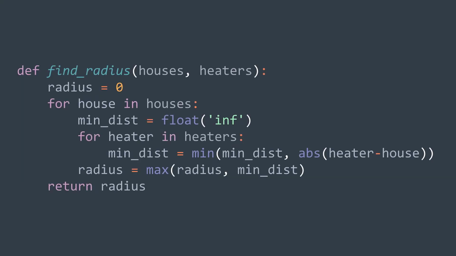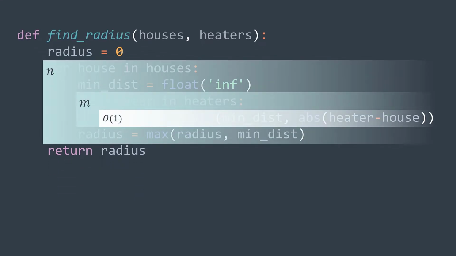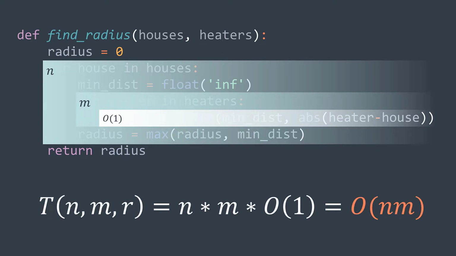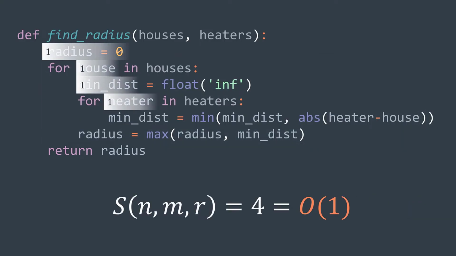We can even keep track of the maximum value, which is the radius, while traversing houses, to avoid losing space on storing the distances. For the time complexity, the outer loop is doing n iterations, the number of houses. The inner loop is doing m iterations, the number of heaters, and we're doing O of 1 operations inside. We get an O of n times m time complexity. And for the space complexity, we got O of 1 because we're not using size-related variables.